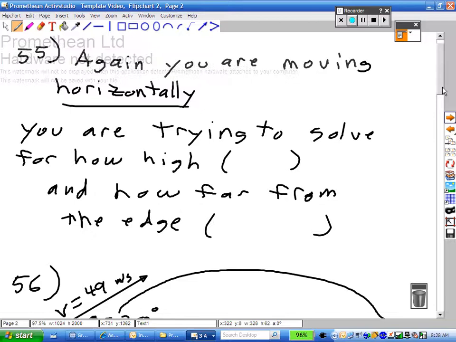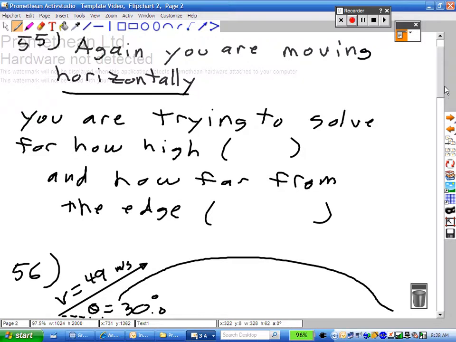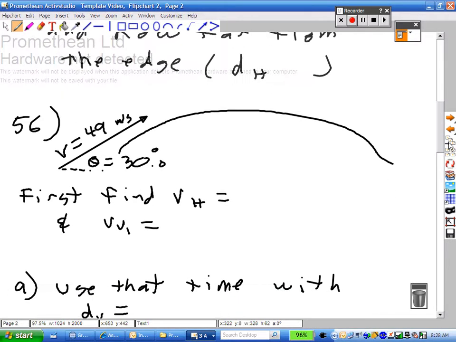Let's switch to number 55. Okay, again, another one in a row. You're seeing a pattern here. You are moving horizontally. Now you're trying to solve for how high. How high represents d sub v. And how far from the edge? That represents d sub h. So again, you see the pattern. That problem should be very reasonable.